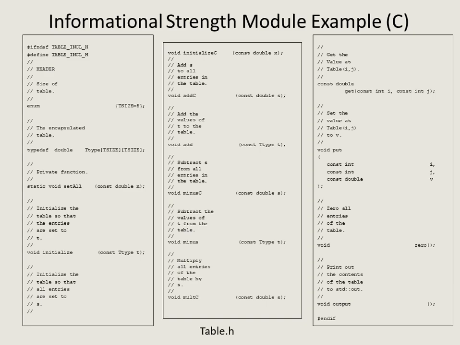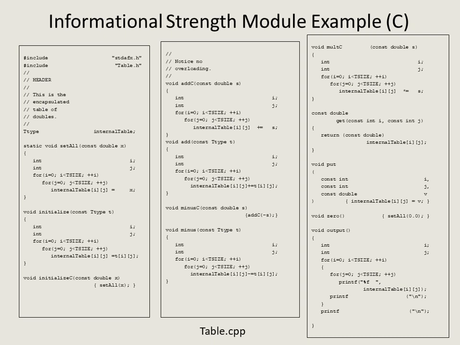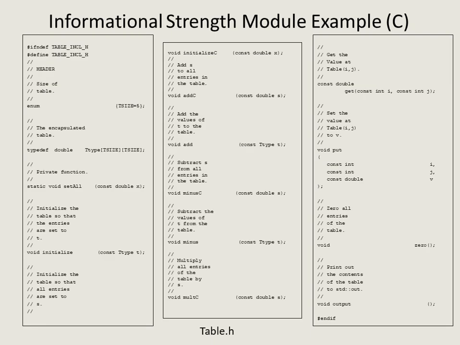So there's an example of an informational strength module. There's a table that's contained in the module, and basically there's a number of different functions that you call that operate on the data that's hidden within the module. So this, in effect, is an abstract data type of a table. And we can do different things to the table. We can set all the entries in the table. We can print out the table, but we don't directly access the table. We go through these functions that are defined.